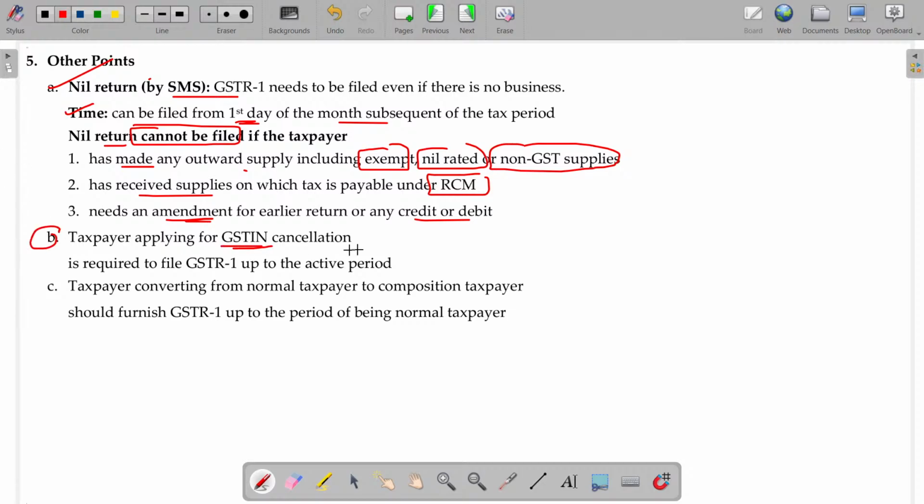A taxpayer applying for GST cancellation is required to file GST returns up to the active period. Okay, until the cancellation you have to file. A taxpayer converting from normal taxpayer to composition also has to file the return up to the normal taxpayer status. Right.